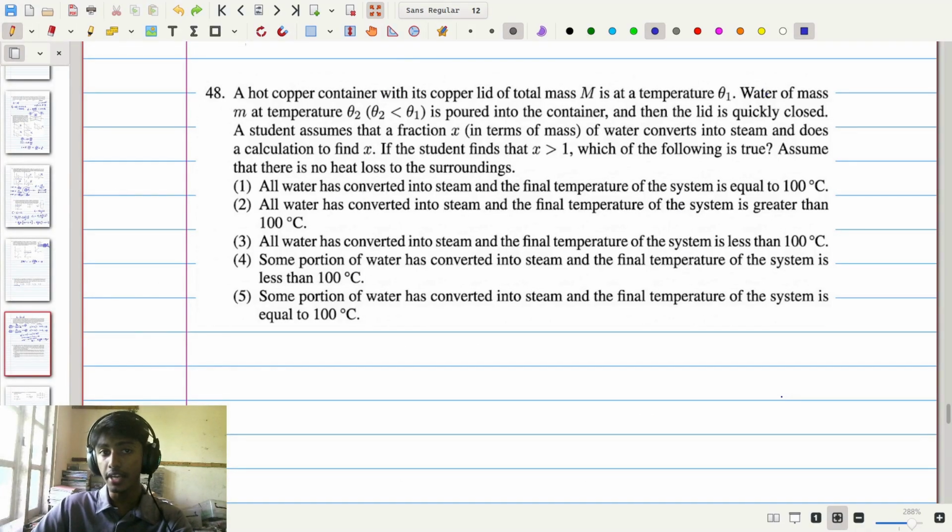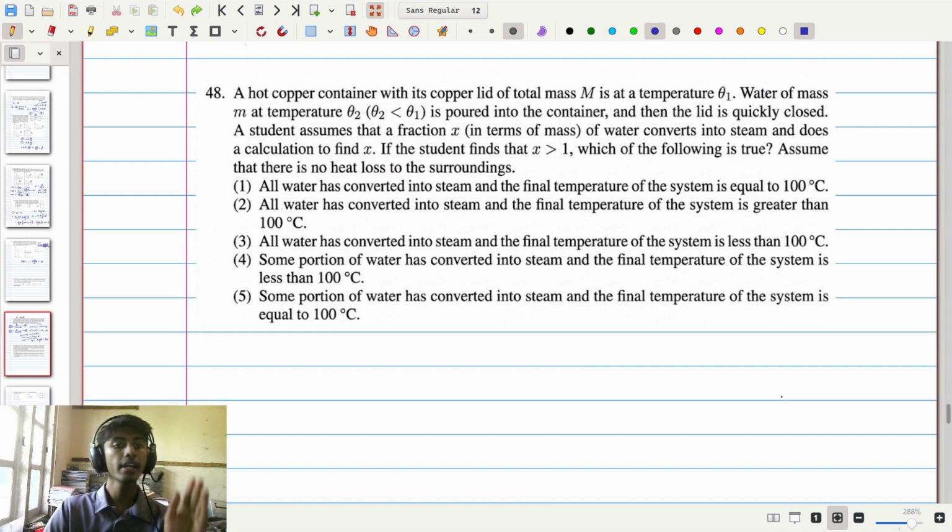Now moving on to question 48, the question says, a hot copper container with its copper lid of total mass capital M is at a temperature theta 1. Water of mass small m at temperature theta 2, which is less than theta 1, is poured into the container and then the lid is quickly closed. A student assumes that a fraction x in terms of mass of the water converts into steam and does a calculation to find x. So out of the total mass m, a fraction x, like 1/3 or 1/2 or something like that, converts into steam. Then they say, if the student finds that x is greater than 1, which of the following is true? And then they say assume that there is no heat lost to the surroundings.